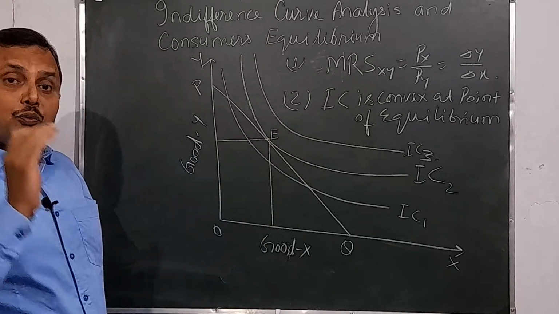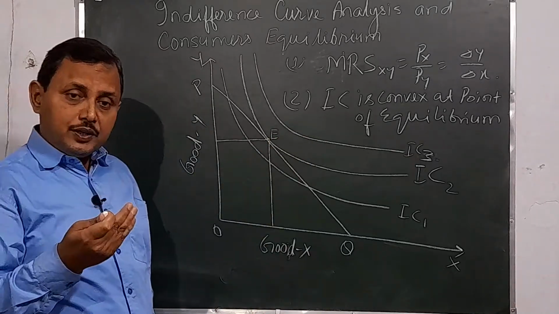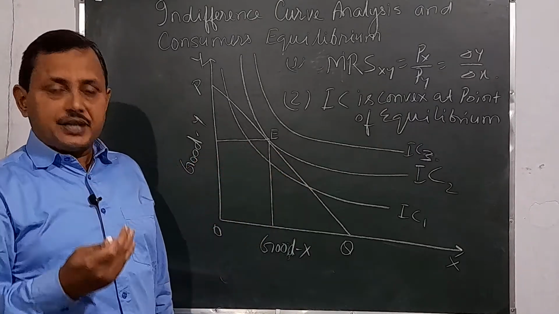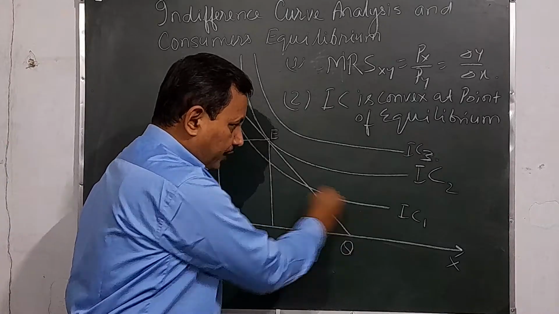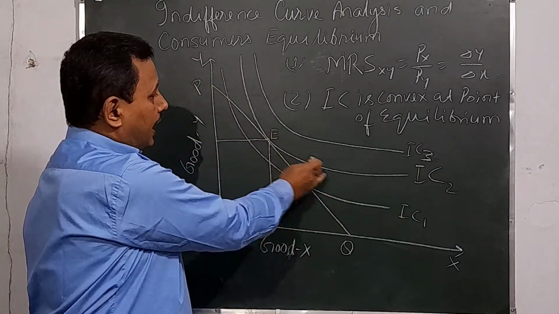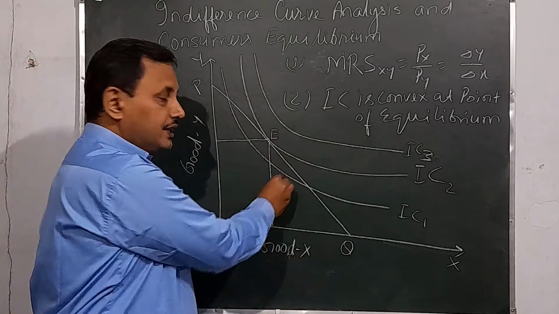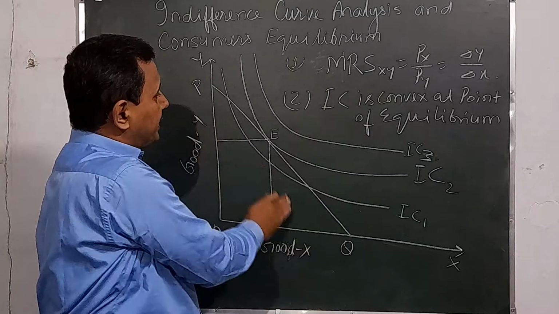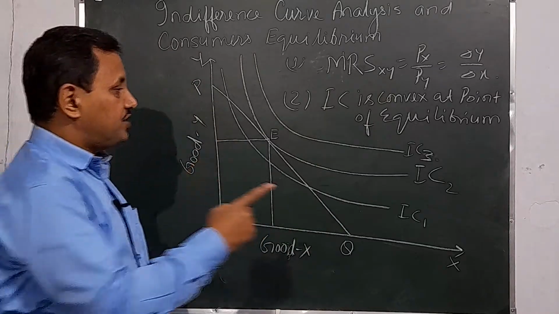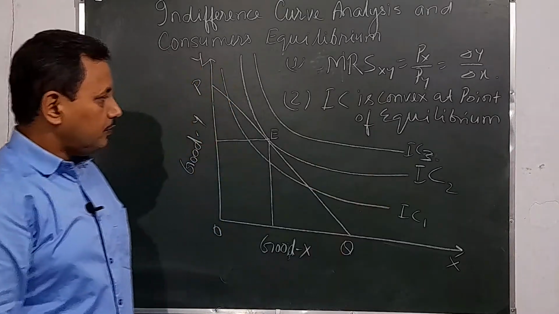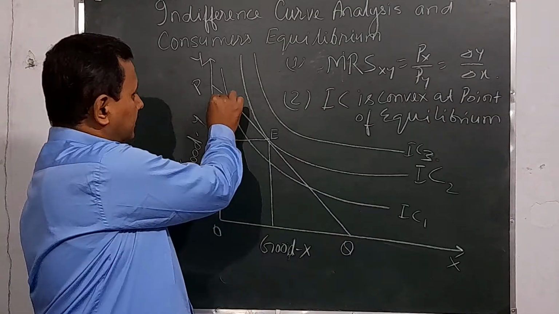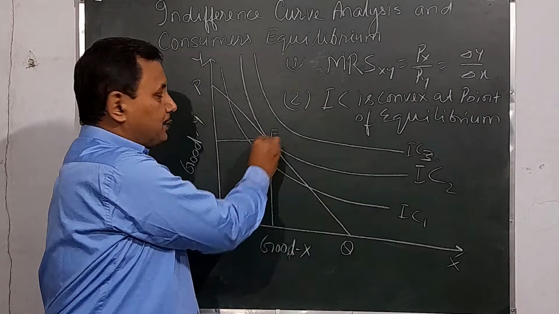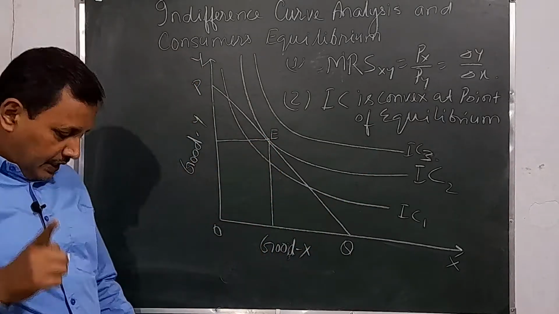Now what is the objective of a rational consumer? A rational consumer tries to reach the highest indifference curve within his budget. Talk about IC1. IC1 is behind IC2, so IC1 is related with a lower satisfaction level than IC2. So within the given budget PQ, the consumer is reaching the highest indifference curve, IC2. And the point where the slope of the budget line PQ is the same as the slope of IC2, at that point only the consumer is reaching equilibrium.